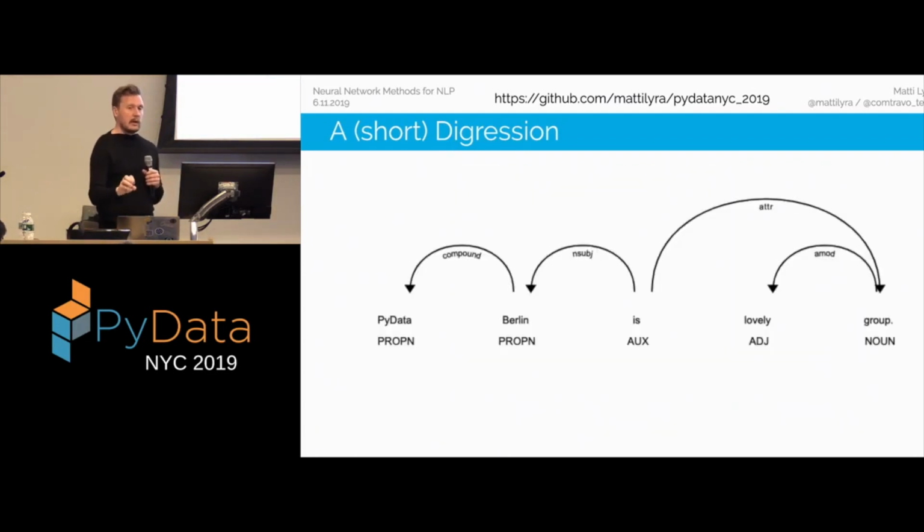That's not the only way of creating word representations. You could also create word representations that capture various different grammatical relationships between words. So we have a lovely group here, and lovely is an adjectival modifier of group. We can use this information to create a representation that specifically targets this kind of information.